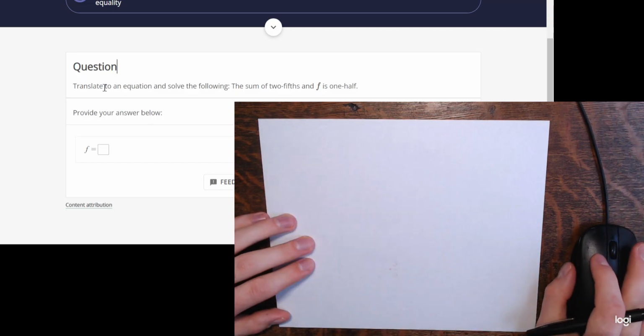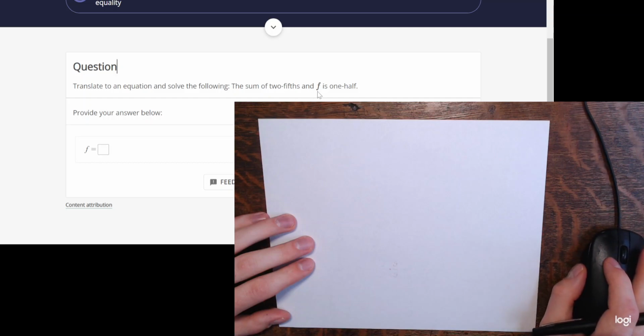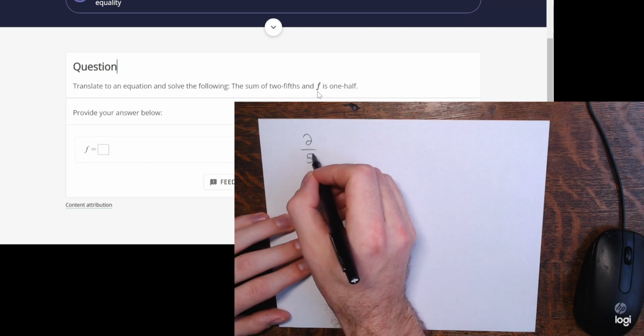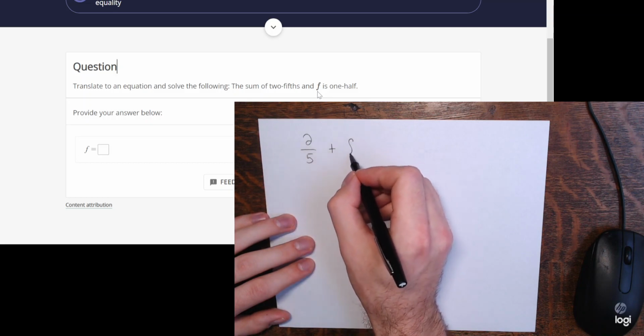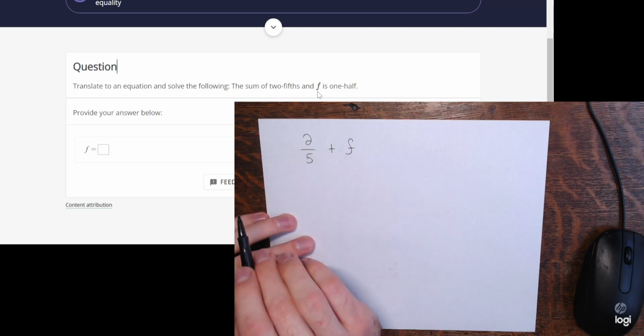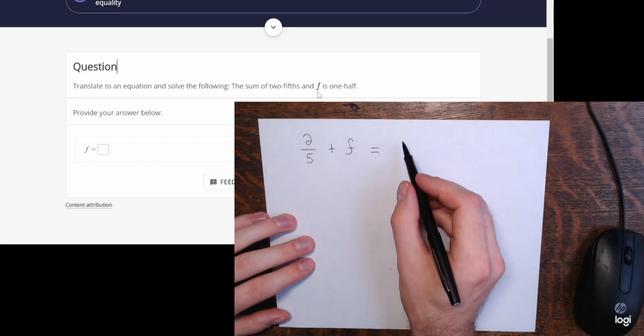They're in there now. So the sum of 2/5 and f. So 2/5 plus f. That's the sum. Sum is addition. 2/5 and f is, equals 1/2, a fraction.